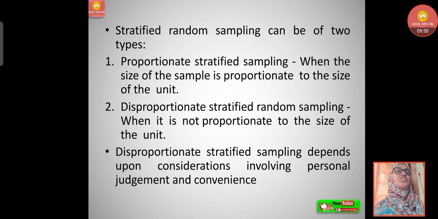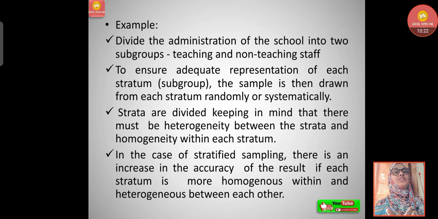Now disproportionate stratified sampling means when it is not proportionate to the size of the unit. From among the population you choose the unit, and again from the unit you take how many numbers you want, that many subjects you can take from that unit. Disproportionate stratified sampling depends upon considerations involving personal judgment and convenience. How convenient you feel and judge yourself, then you can take that subject along.